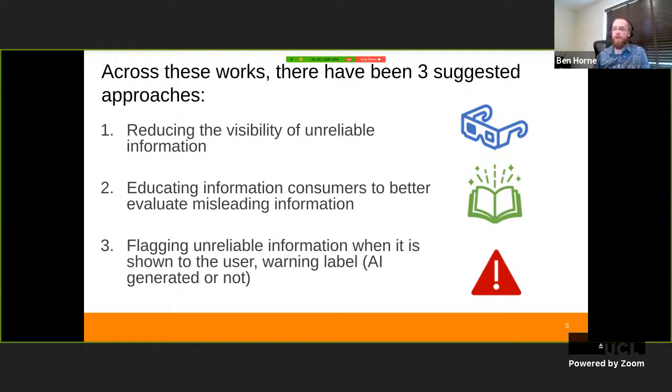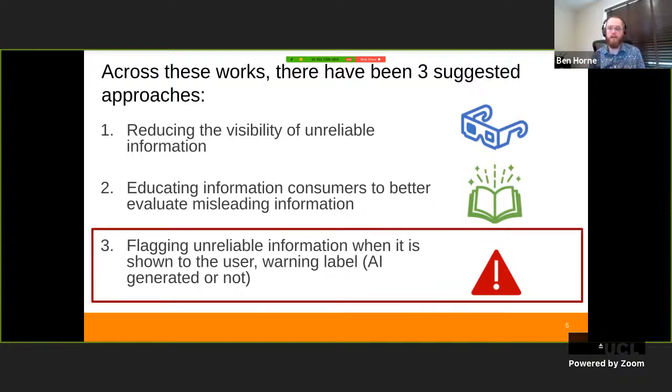And then there's this third one, which is a mix between the two, and that's flagging unreliable information when it's shown to the user. So this is the idea of a warning label. And this warning label can be AI generated or not. It could come from a fact checker, et cetera. And so this is where this work is going to focus: on warning labels.